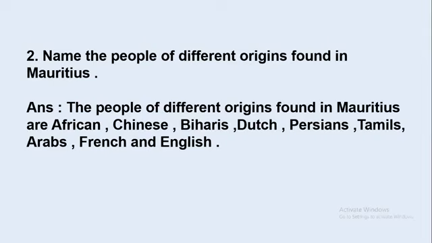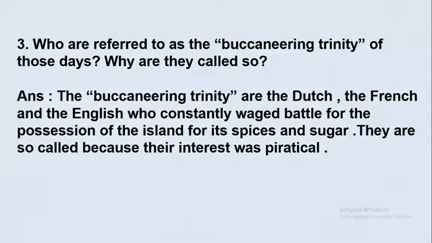So these were many different origins of people who were found in Mauritius when the author visited there. And he has mentioned in the chapter that he found people of different origins living and residing in Mauritius. They had either come there and settled, or they had come for a tour, or for vacation or for trade. And like this, there were many people of different origins found here in Mauritius. So let's move on to the next question.